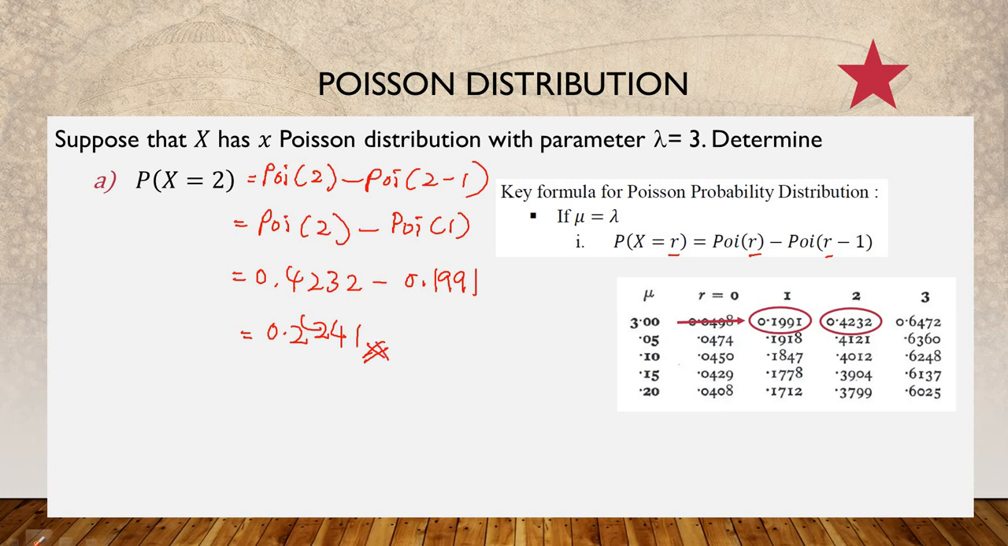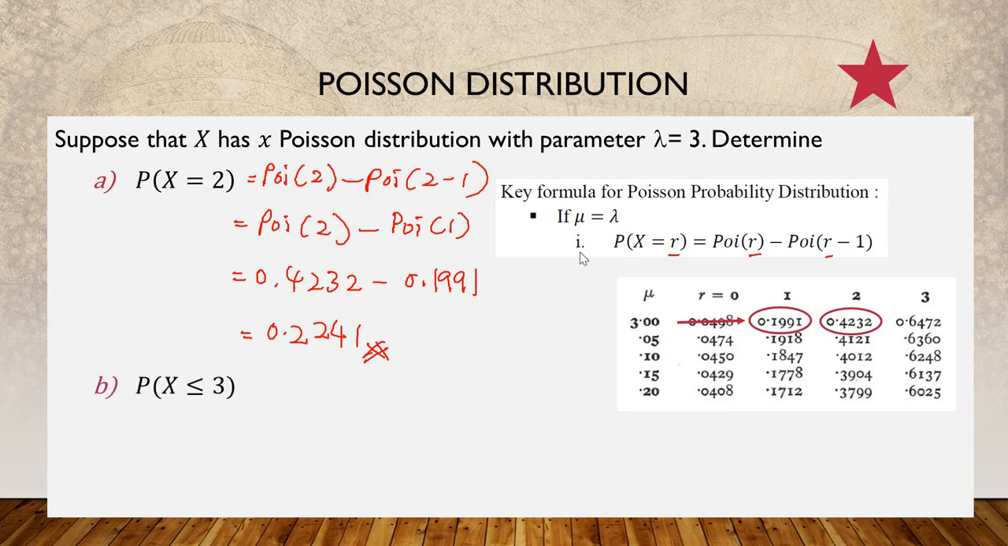Compared to the calculation by formula, this is more or less the same, only the last digit of the decimal will be a bit different, because the table is already rounded.